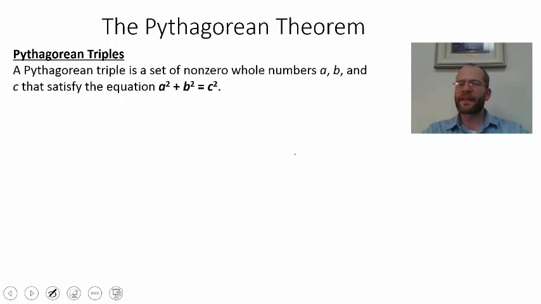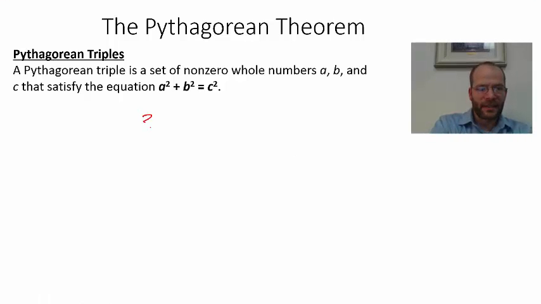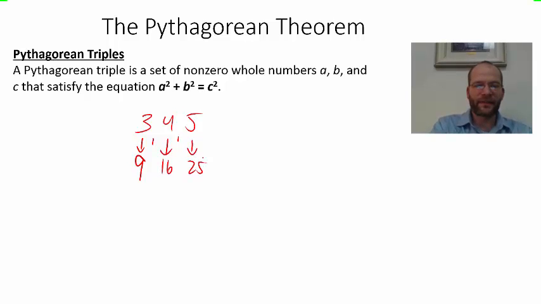In other words, when we use the Pythagorean theorem, lots of times we end up with decimal values. Occasionally, depending on the numbers, we will have 3 numbers that are all whole numbers. For instance, 3, 4, 5. That's a Pythagorean triple. Why? Because 3 squared is 9, 4 squared is 16, 5 squared is 25. And when you add 9 plus 16, you get 25. 25 equals 25. So it's a Pythagorean triple.